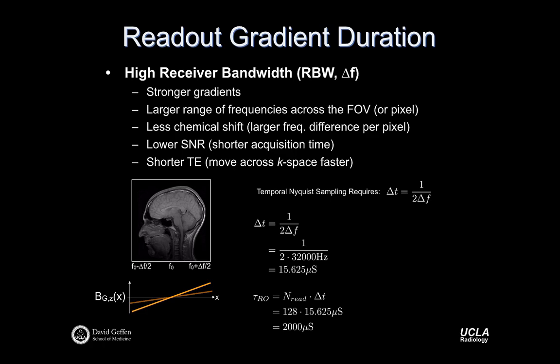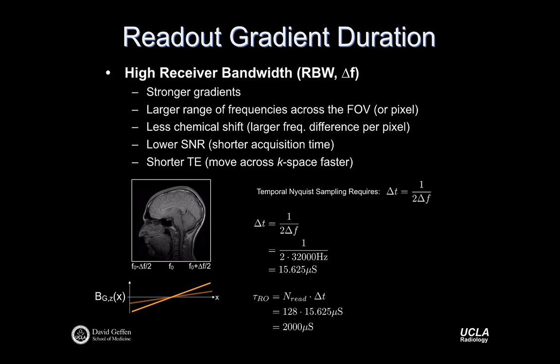Now, interestingly, you can go back and look at what happens when you use, say, let's say this example was for an intermediate gradient strength. You can choose to use a high gradient strength, and that'll do a couple things. It'll change your receiver bandwidth. It'll change what you would choose to use as your receiver bandwidth. And if you change your receiver bandwidth, say it goes up by a factor of 2, what happens to your dwell time?